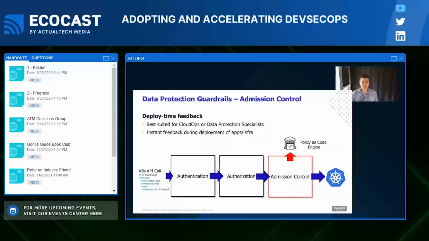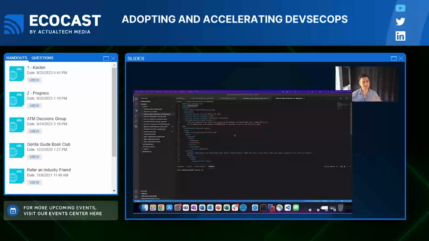Admission control, obviously really important here too. This goes back to, look, if we don't have a policy in place, don't let the application go into production. It's really useful for cloud ops data protection specialists. We get instant feedback during deployment of apps and infrastructure. Basically, we can block admission of the application unless there is a data protection policy in place.